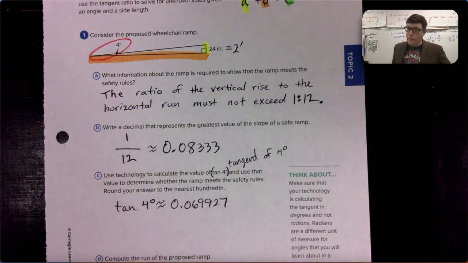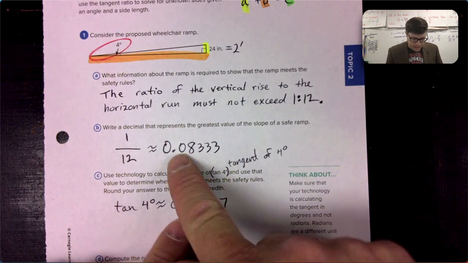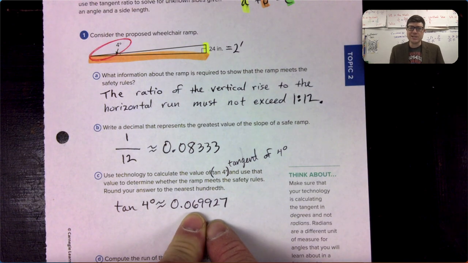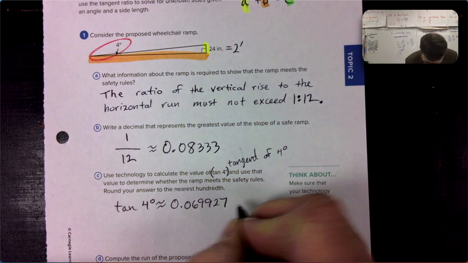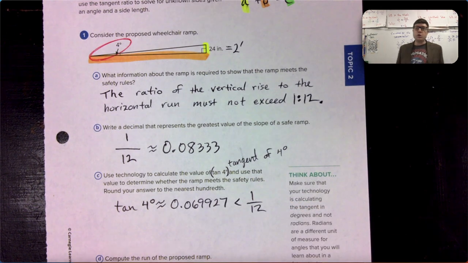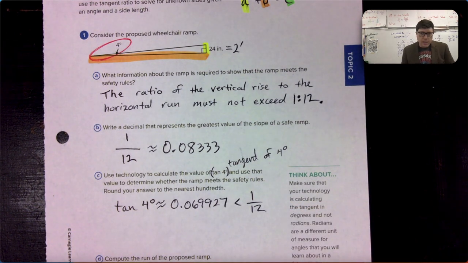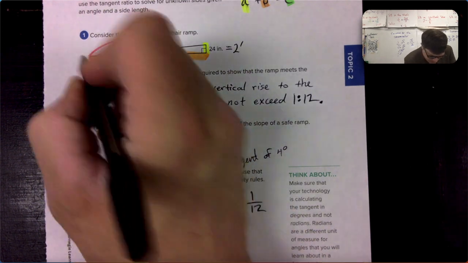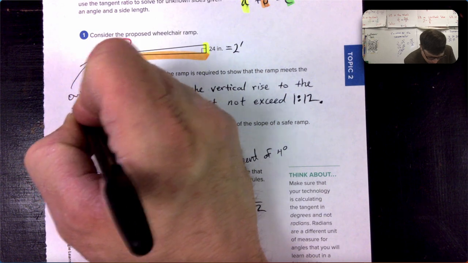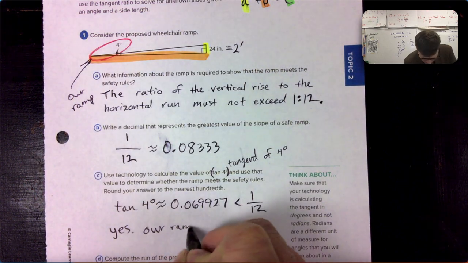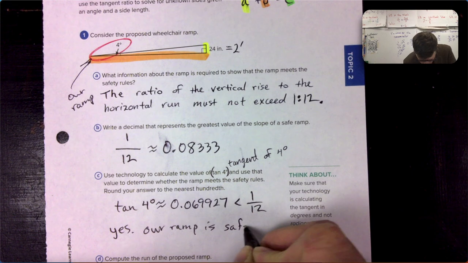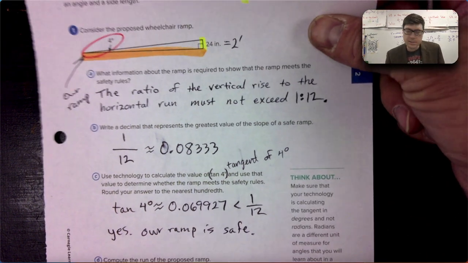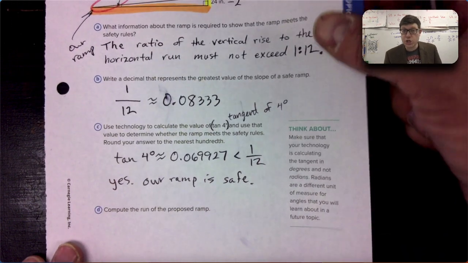Approximately 0.06997. If that number was greater than 0.08, we would have a problem. 0.069927 is less than the 1 to 12 relationship. So therefore, yes, we have a safe ramp. Yes, our ramp is safe. Okay, and we may proceed with the construction. Otherwise, the inspector comes in, says, you're not operating a safe environment, you must shut it down.